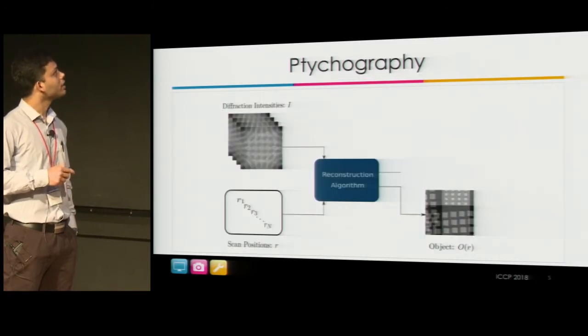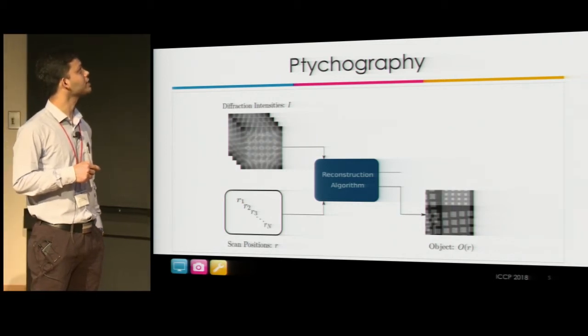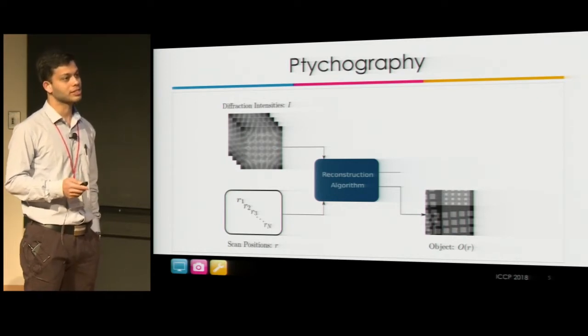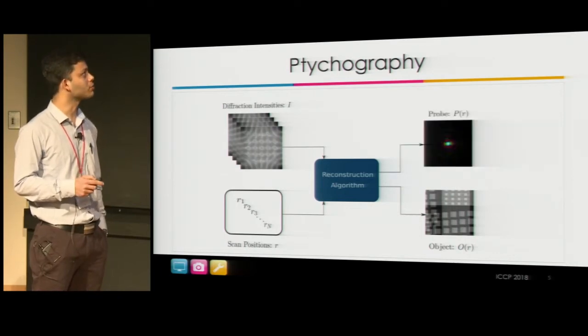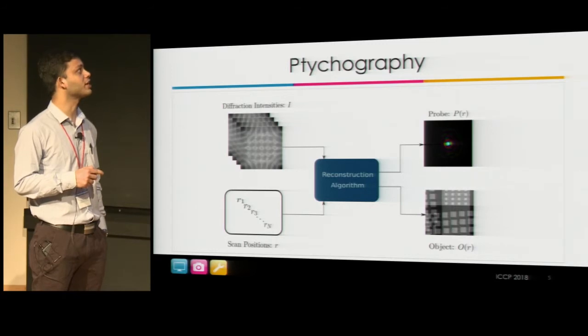And the idea is to come up with a reconstruction algorithm that can take pairs of I of i and R of i and reconstruct the object back, O of r. But as we realize, you cannot reconstruct the object without reconstructing the probe, so the ideal algorithm would be one which can reconstruct both the probe as well as the object.